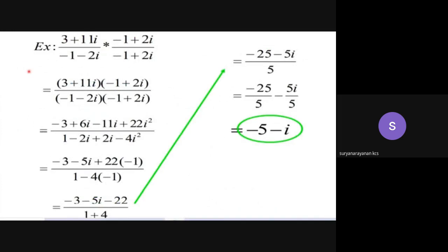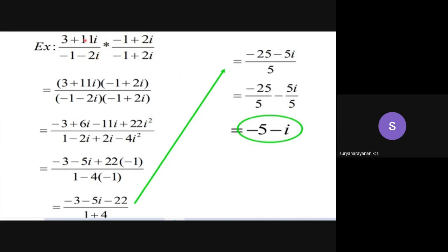Suppose you want to divide a complex number by another complex number, 3 plus 11i by minus 1 minus 2i, then we have to recall the previous knowledge of rationalizing irrational numbers. Like here, minus 1 minus 2i is there. Multiply the numerator and denominator by minus 1 plus 2i. Understood this concept, my children? Assume that this is a rationalizing factor of minus 1 minus 2i. It is nothing but the conjugate of this complex number.